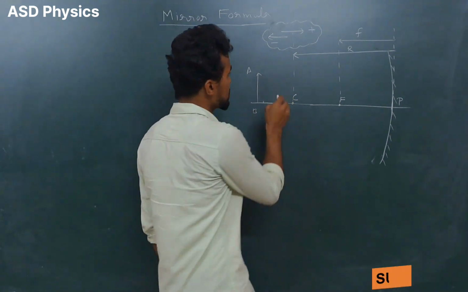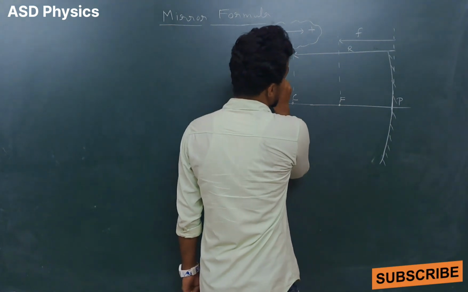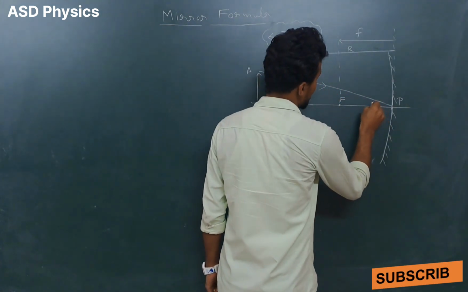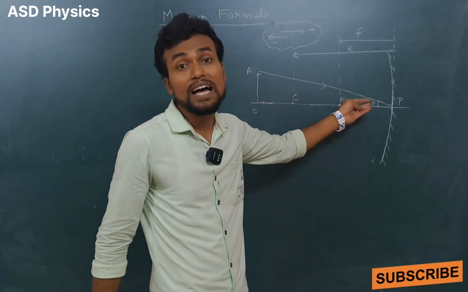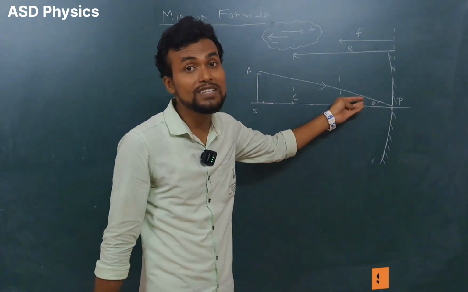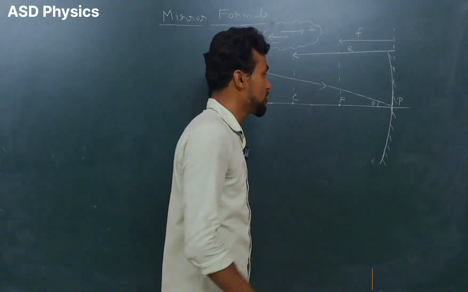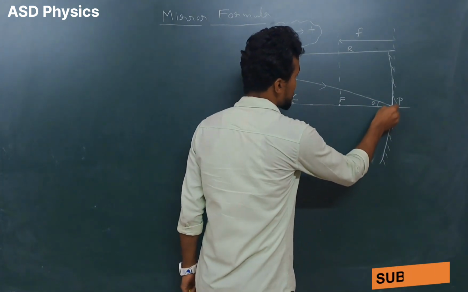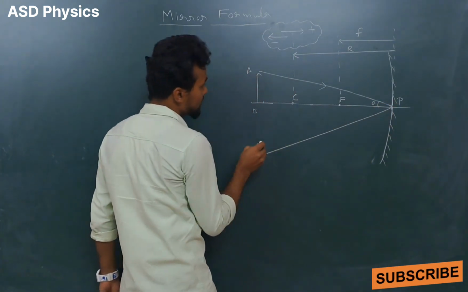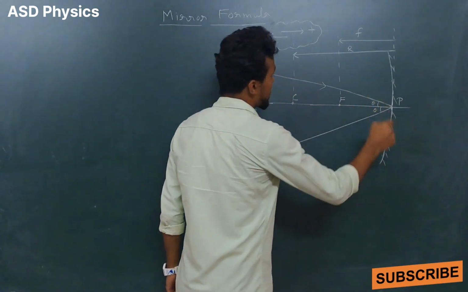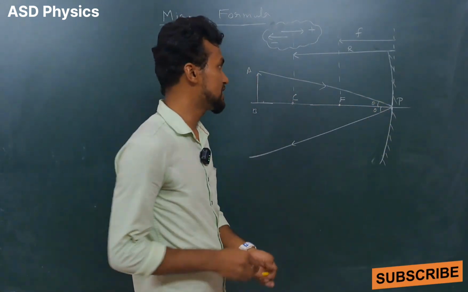So what will happen here? The first ray I will strike at the pole, and let's take that at the pole it makes angle theta. So this is the angle of incidence, and we know the mirror condition: the angle of incidence and angle of reflection are always the same. So one ray will go making angle theta. Now the angle of incidence and angle of reflection are the same, so our one ray is ready.